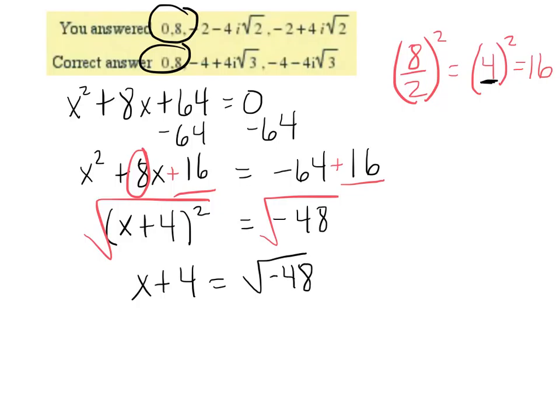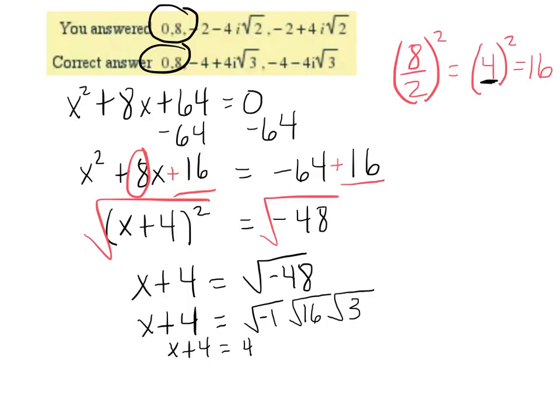Well, I don't like the negative underneath there. I'm going to factor that completely. I'm going to rewrite that as square root of negative 1, so it reminds me to take out the i, because square root of negative 1 is just i. And I'm going to rewrite square root of 48 into factors so that I have a perfect square. And that's going to give me 16 times 3. So x plus 4 is equal to all that. So if I rewrite this, square root of 16 is 4, square root of negative 1 is i, and then we have that square root of 3 that we really can't do anything with.